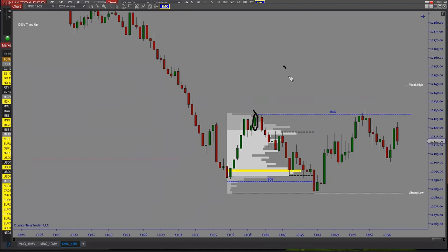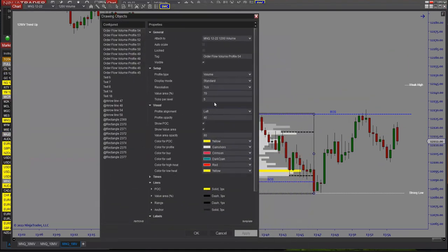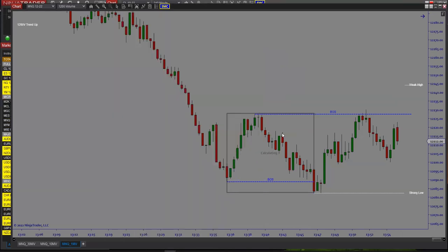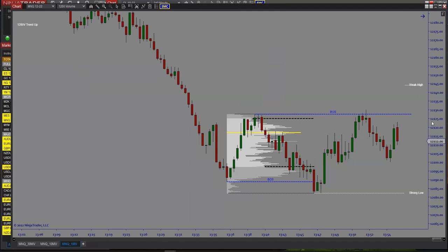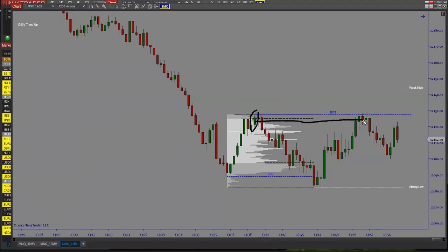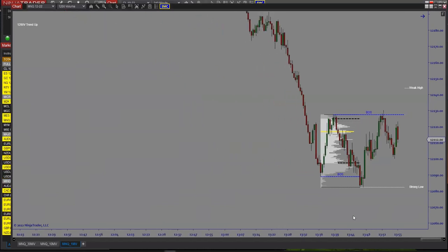The reason I dropped the granularity down on the profiles is I want the right value high. If I'm using a point of control, I'll increase the ticks per histo. If I'm using the value high or low, I'm going to drop the granularity down because I truly want the value high to be as granular as possible. Why? Because it's tick data. It's giving me the best value high, which you can see is the last up bar that drove to that trade. And that's why that trade worked.